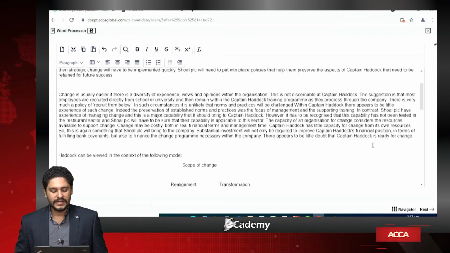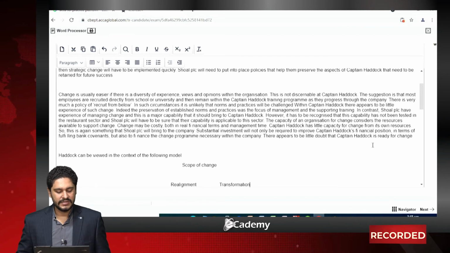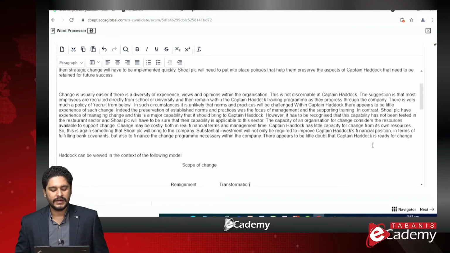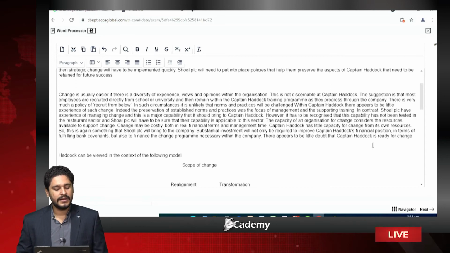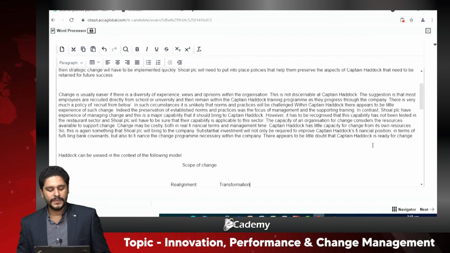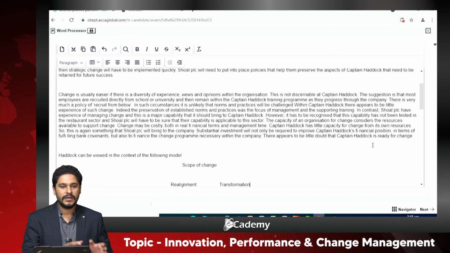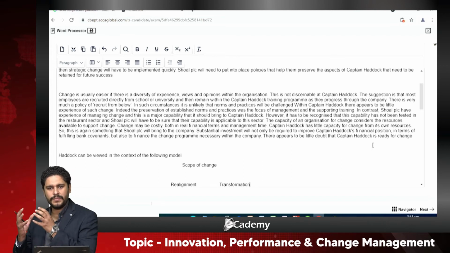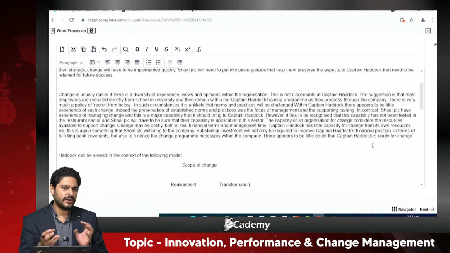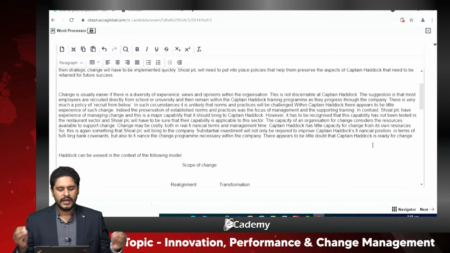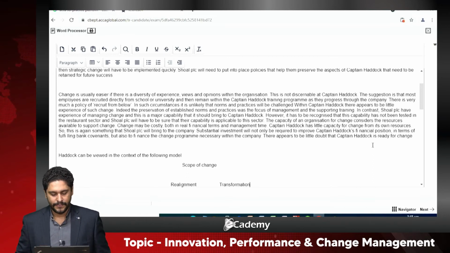In contrast, Shoal PLC have experience of managing change, and this is a major capability that it should bring to Captain Haddock. However, it has to be recognized that this capability has been tested in the restaurant sector, and Shoal PLC will have to be sure that the capability is applicable in this sector. So what we are doing is we are picking up a model, we are showcasing the issues, and we are applying that model that we have already adopted in the restaurant industry and merging it to the current norm.